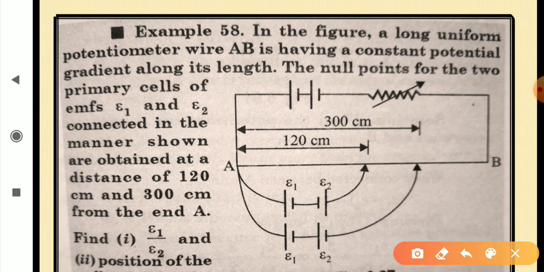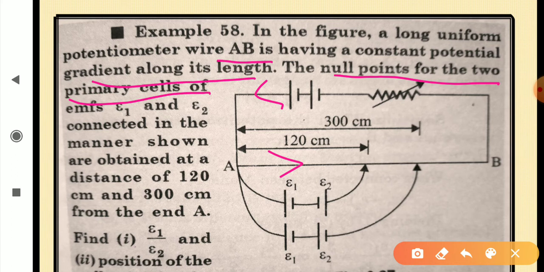See here, in the figure, a long uniform potentiometer wire AB is having a constant potential gradient along its length. Constant potential gradient means the cell, this driver battery, is giving constant current. Now the null points for two primary cells of EMF E1 and E2 connected in the manner shown are obtained at distance 120 centimeter and 30 centimeter.